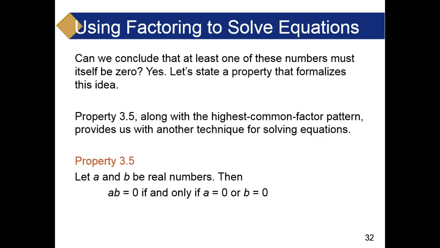Yes. Let's take the property. Along with the highest common factor pattern, it provides us another technique for solving an equation. Here it is. If A and B are any real numbers or entities, they don't have to be just real numbers, they can be expressions. If A times B is equal to 0, that's true if and only if A is equal to 0 or B is equal to 0. Can't have it any other way. So extend that: if two expressions multiply together to equal 0, one expression or the other has to be 0.